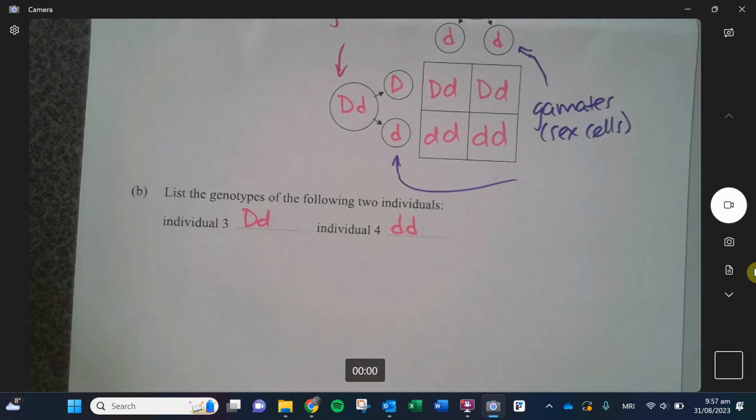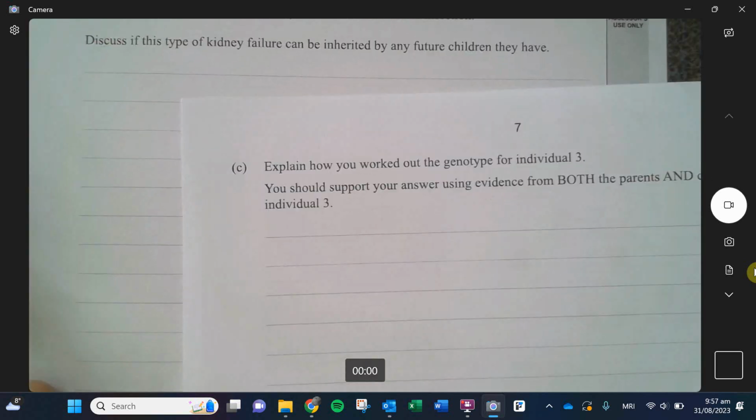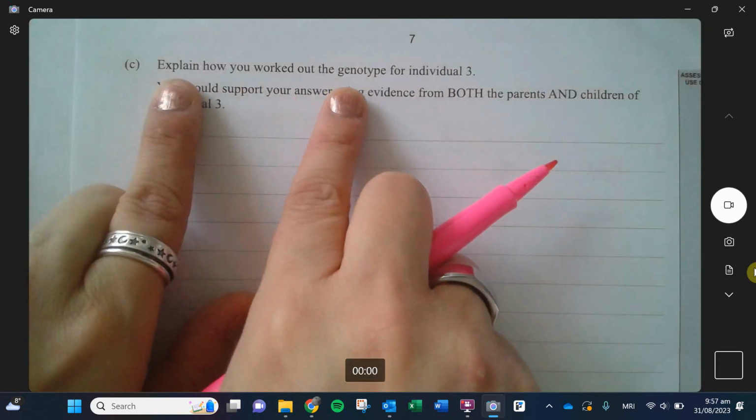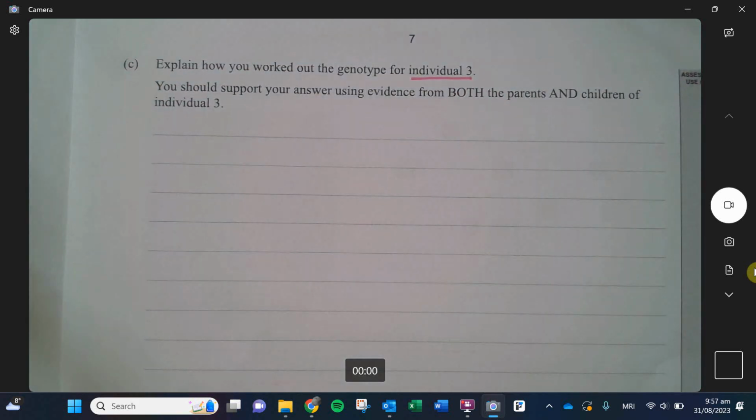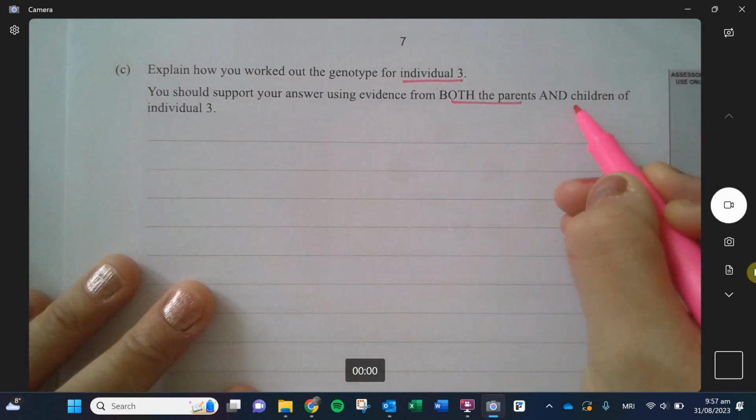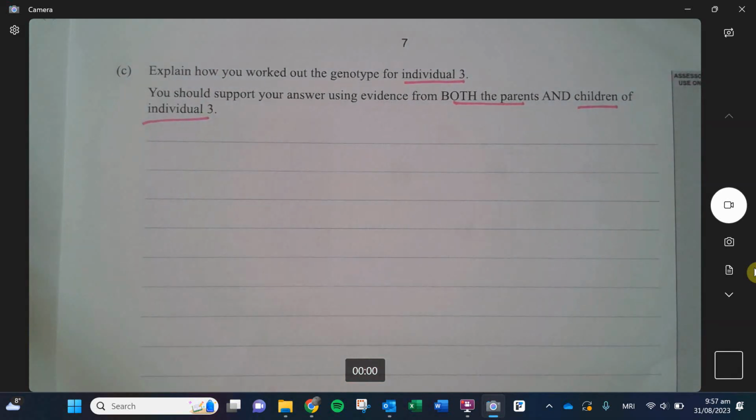Yeah. But we'd have to explain more. That I think is on the next page. Let's see. Yeah. Explain how you worked out the genotype for individual 3. And you should use your answers supporting both the parents and the children of individual 3. If you want, you guys can do that yourself. Try to do your explanation, and then I can show you the marking schedule. Okay. Give it a go.